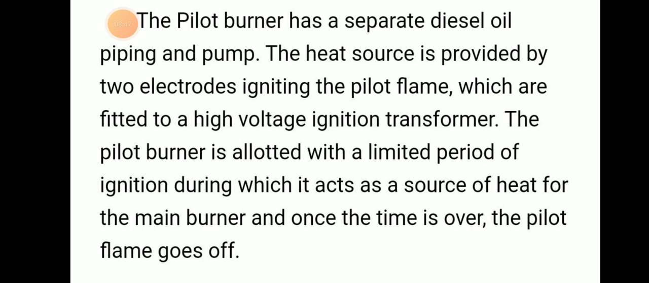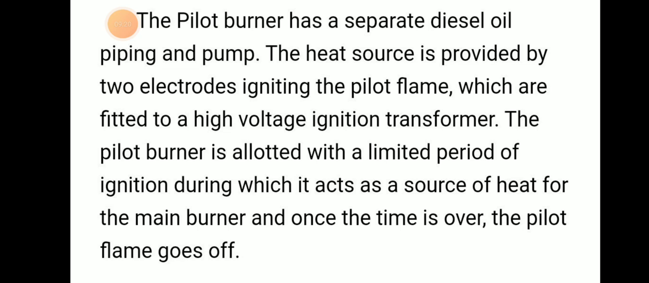The pilot burner has separate diesel oil piping and pump. The heat source is provided by two electrodes igniting the pilot flame, which are fitted to a high voltage ignition transformer. The pilot burner is allotted a limited period of ignition, during which it acts as a source of heat for the main burner. Once the time is over, the pilot flame goes off.